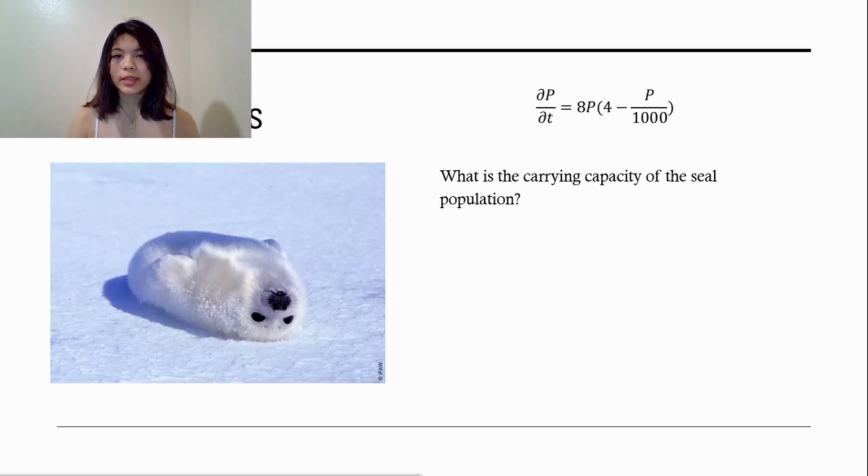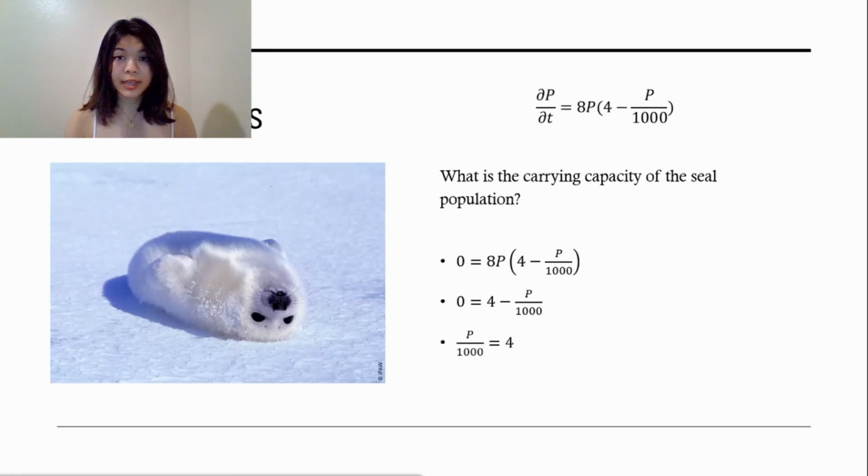Well, we know that when a population is at carrying capacity, it's not growing in a logistic model. So we're going to set dP/dt to 0, and we're left with 8P(4 minus P over 1,000) equal to 0. And then we can divide by 8P because we assume that the population is not at 0. And then we can add P over 1,000 to each side and multiply by 1,000 to get a carrying capacity of 4,000 seals.